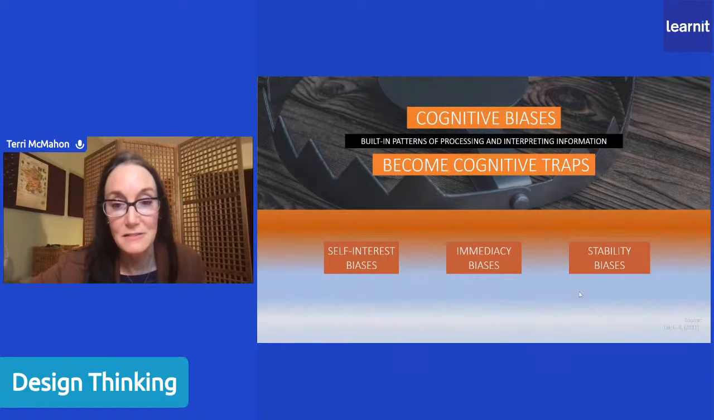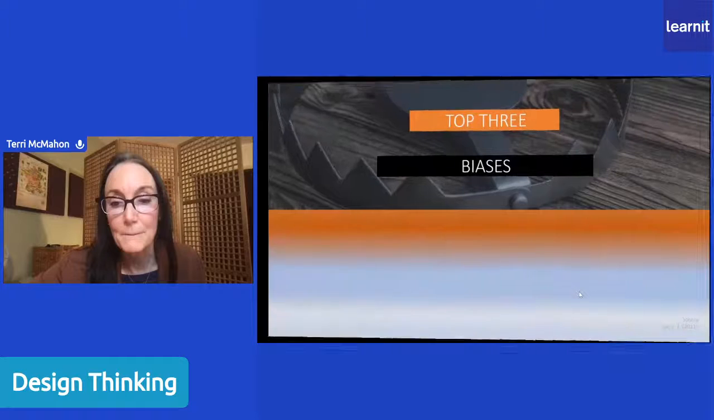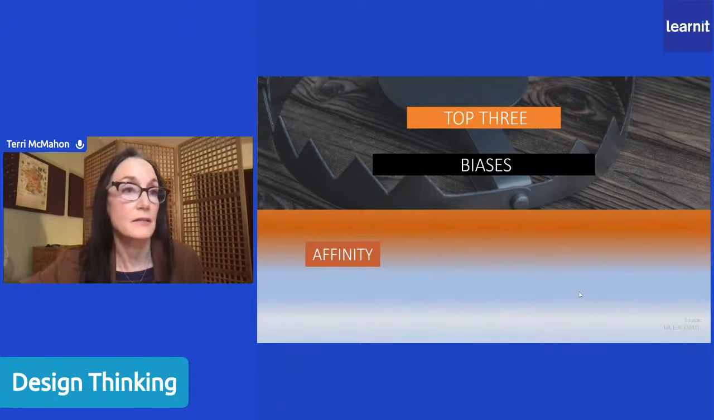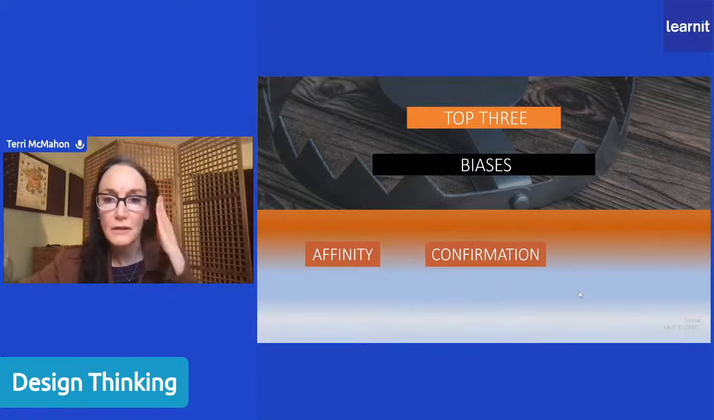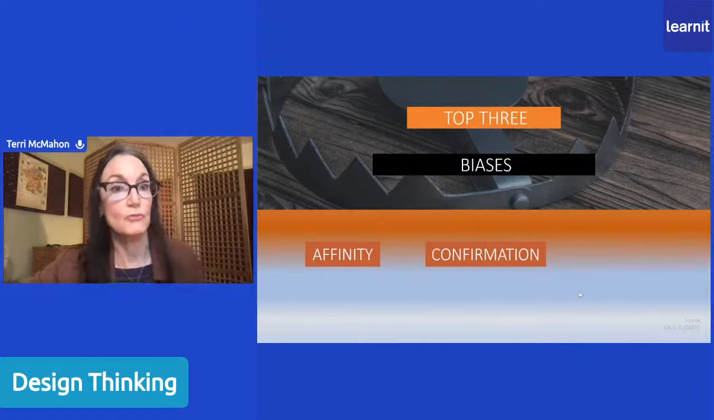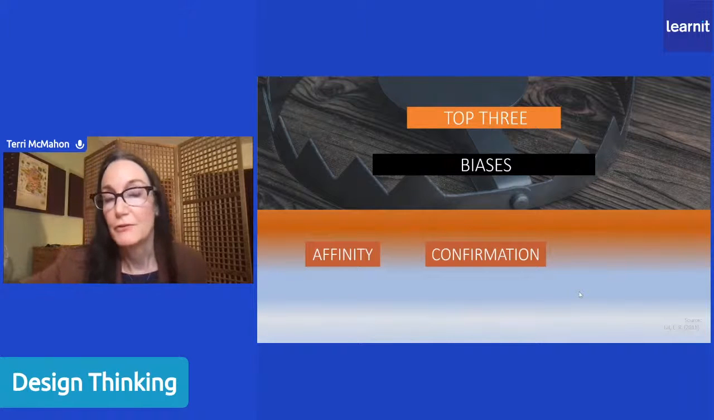All right, next slide. The top 3 biases that come up most often, specific biases that come from those constellations we just talked about, are affinity. That's when you tend to go along with the ideas from people that are like you, think like you, act like you, look like you, or even people that you like. Then confirmation bias, and I think this is a big one. You already believe X, so you will only accept information that confirms what you already believe. And if you hear information that counters that, then you discount it.